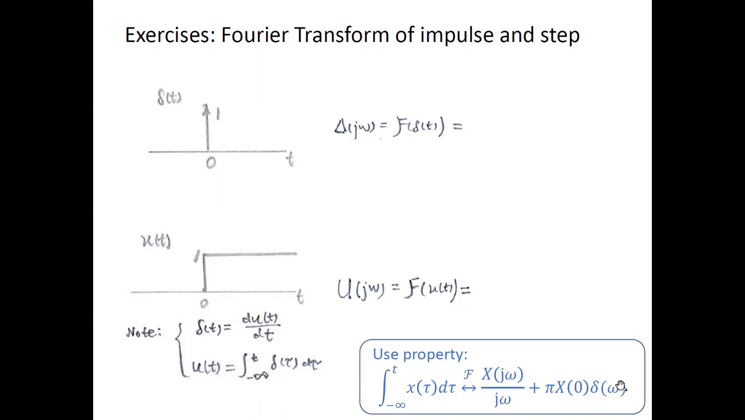Now, using this integration property, we can calculate the Fourier transform for δ, which is denoted capital Δ(jω), and the Fourier transform of u, which is denoted capital U(jω). So let's first try to do it ourselves. Calculate the Fourier transform of δ, just using the standard formula, which needs to take an integral. And then calculate the Fourier transform U using this integration property, because u is the integration of δ. Let's have 2 minutes for that, and we'll look at it together.